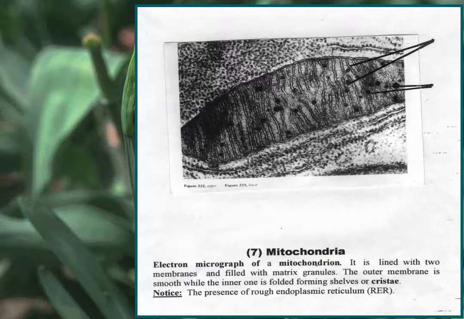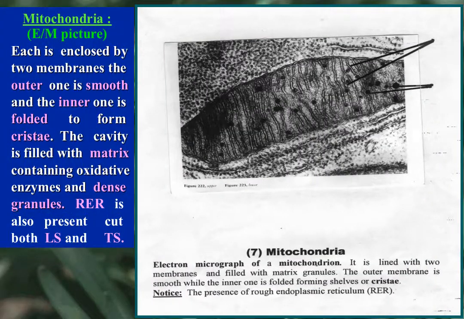Electron micrograph of mitochondria. Each one is enclosed by two membranes. The outer membrane is smooth while the inner one is folded to form cristae. The cavity of mitochondria is filled with mitochondrial matrix, rich in electron-dense granules, matrix granules.